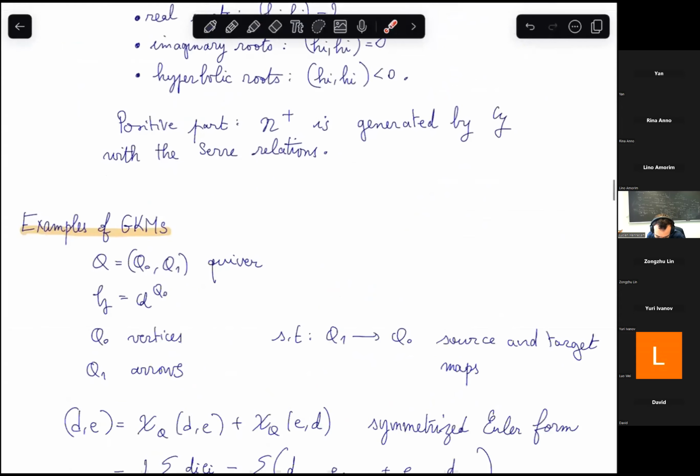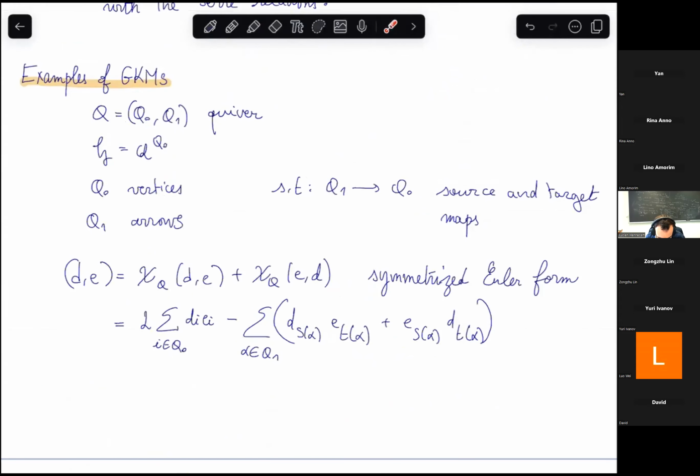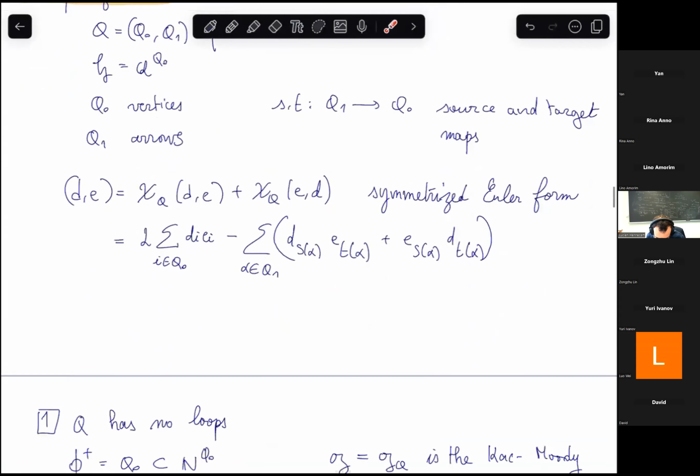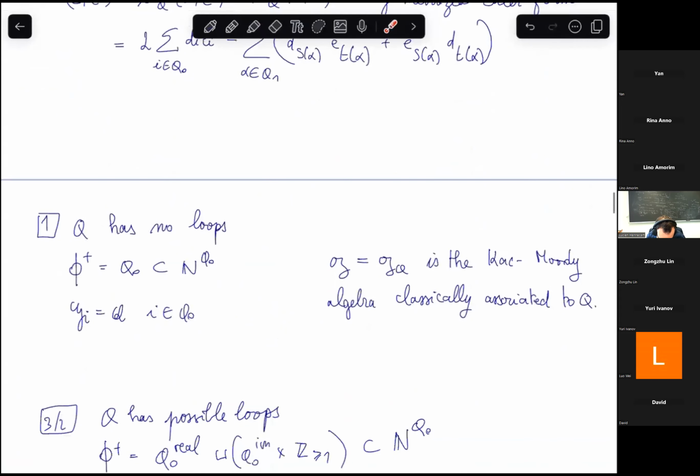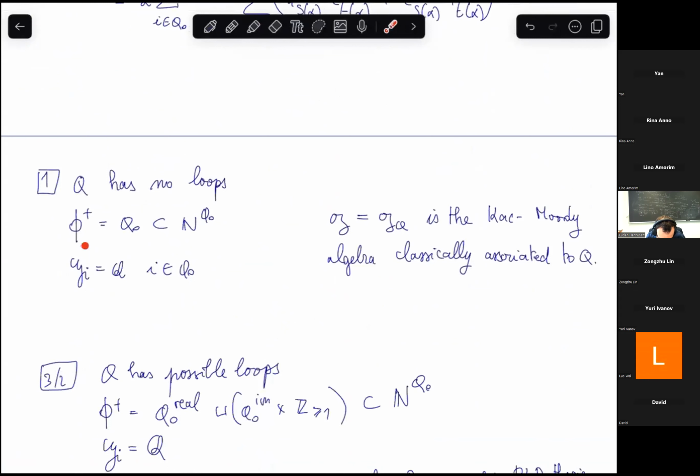Right, so let's move on to some examples to have a better feeling. We start from a quiver with vertices Q0 and arrows Q1. The Cartan part is given by Q to the power Q0. We have the symmetrized Euler pairing on this vector space H, which is given by this formula, the regular classical formula. First example is when Q has no loops, the set of positive roots is exactly the set of vertices of the quiver, which you embed inside the monoid by taking the corresponding basis vector. And for any vertex of the quiver, you take a one-dimensional generating subspace, which is Q.